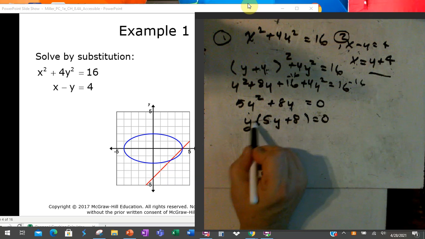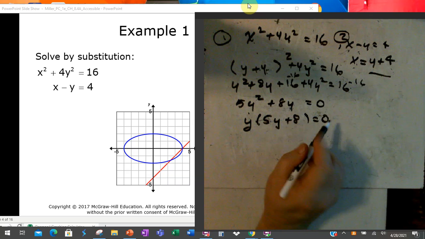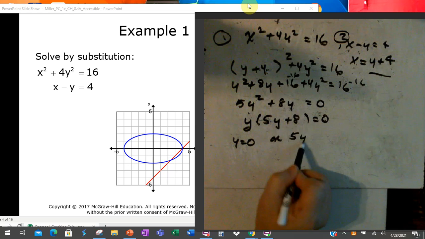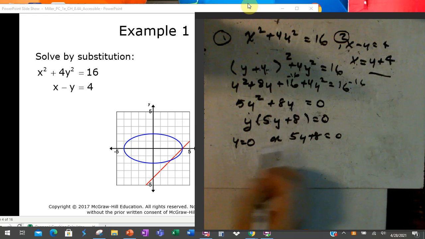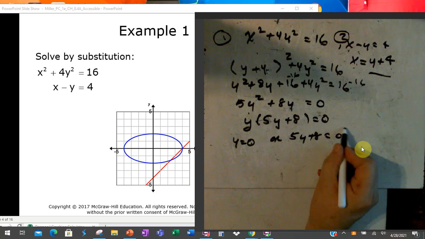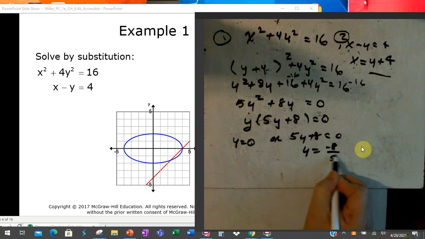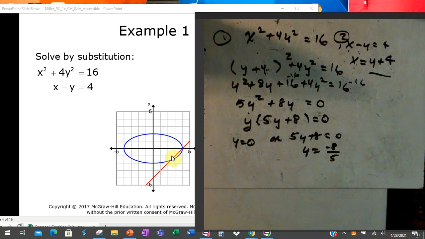And the only way I can get two numbers multiplied together to get 0 is either this is 0 or 5y plus 8 is equal to 0. So here's my 0. If we go over here, here's the y is equal to 0 all along here. That's that point where y is equal to 0. And then here, minus 8, that's 5y divided by 5, so that's minus 8/5. Okay, so this would be the minus 8/5. That's negative 1 3/5. That looks right about there.